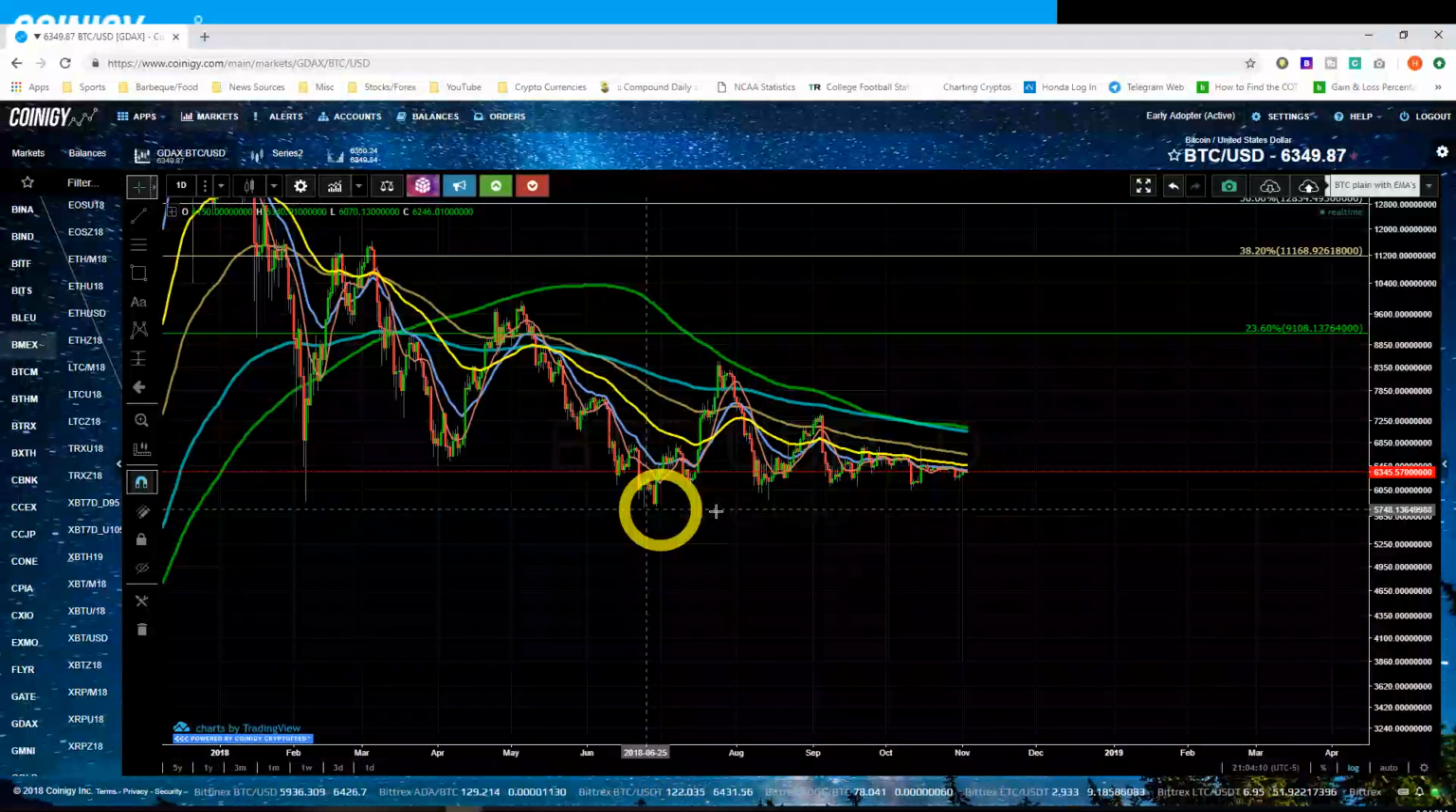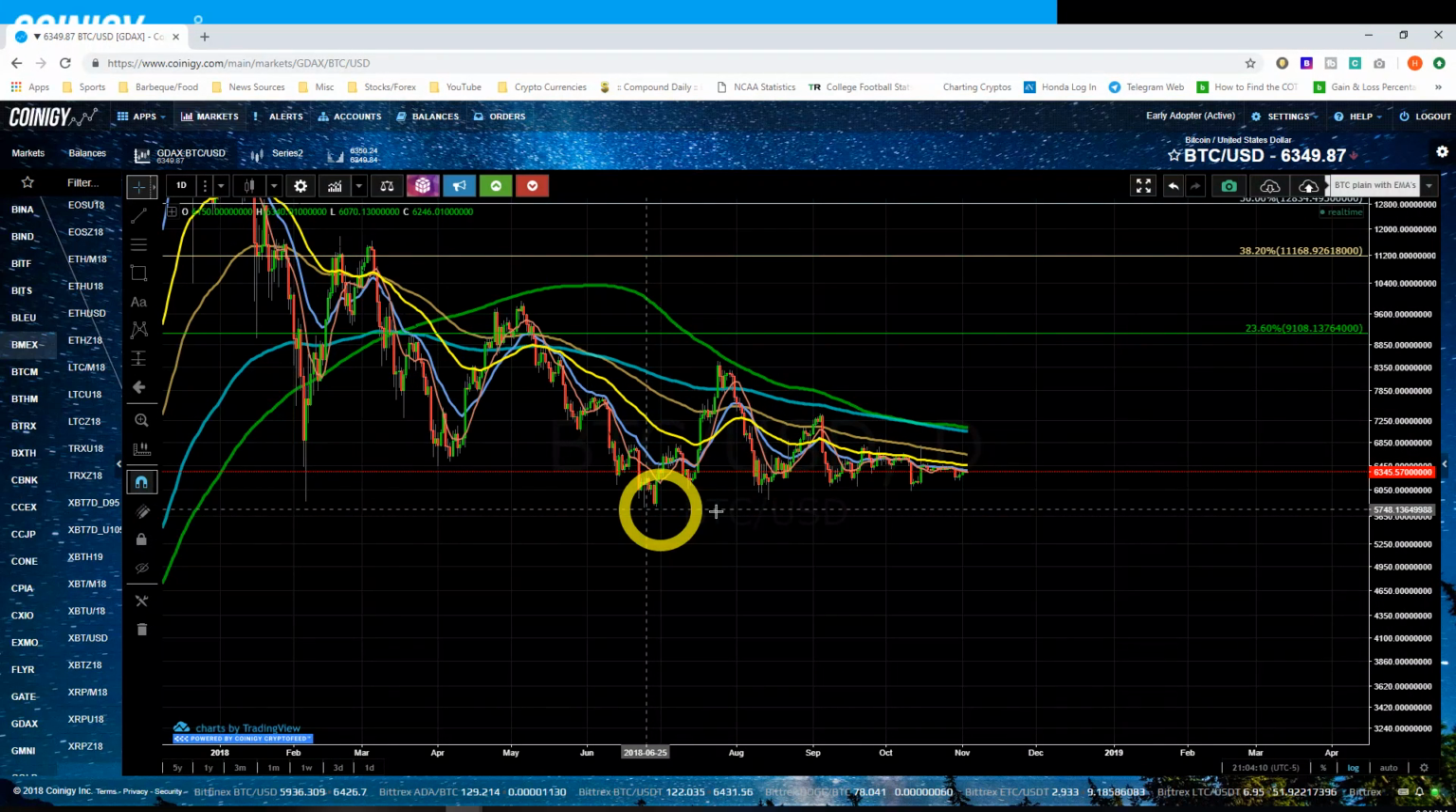If it does, then it's going to get really nasty and really bad. There's no other way about it. If it goes below, I said 6,000, but technically if you wanted to say 5,800, then it's over. And it'll take a long time for this to recover.